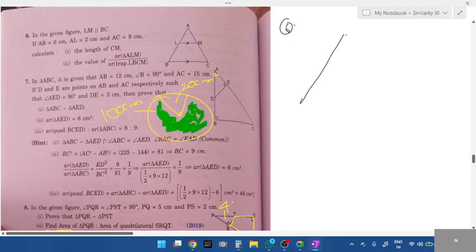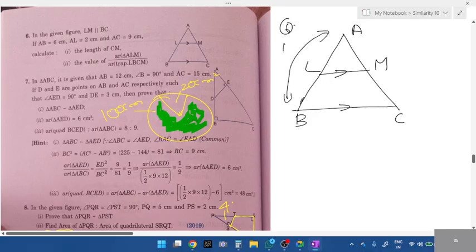Let's use the BPT formula here. If 2 parallel lines are there, we can use the BPT concept. A is given, LM is parallel to BC. First, let's read the question, students. In the given figure, LM is parallel to BC. What is the AB value? Total AB is equal to 6. And AL value, what is AL, students? AL is equal to 2. AC is 9 centimeter. Find the length of CM. They've asked us to find the length of CM.